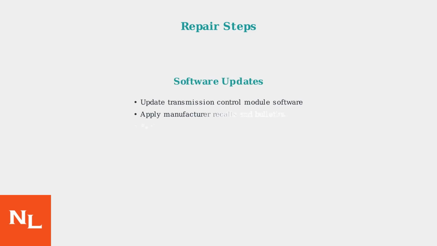Finally, ensure your vehicle's software is current through dealer services. Many D-light issues are resolved with simple software updates that improve transmission control algorithms. Prevention is key to avoiding D-light problems. Regular maintenance and monitoring can prevent most transmission issues before they occur.